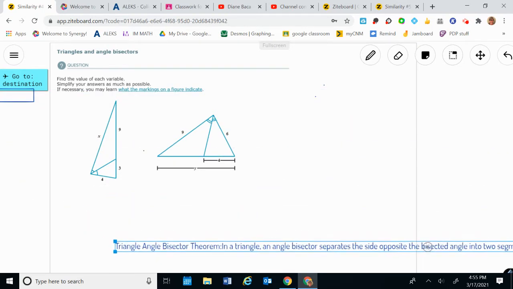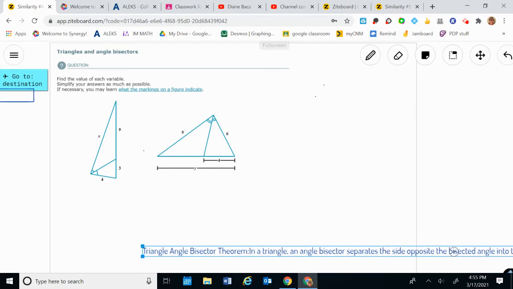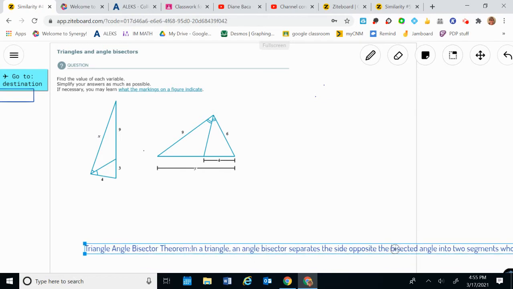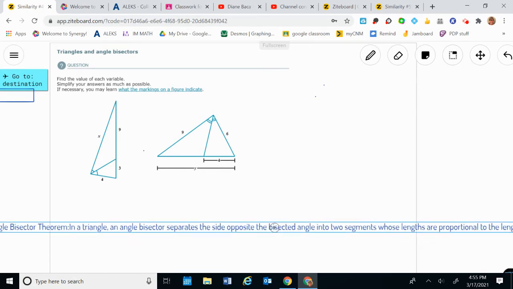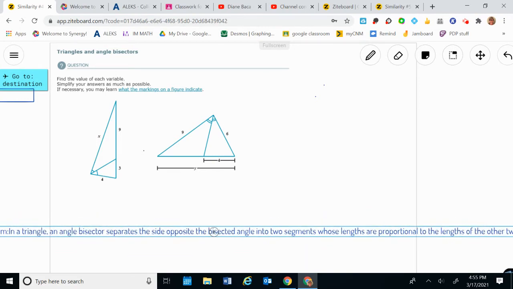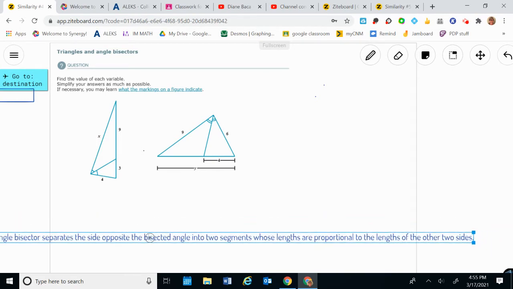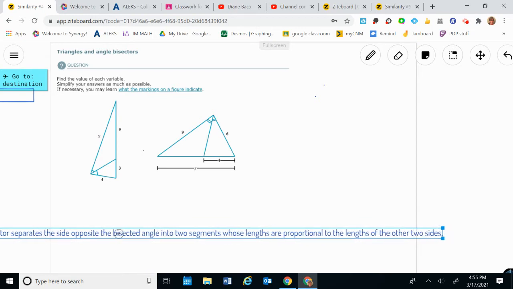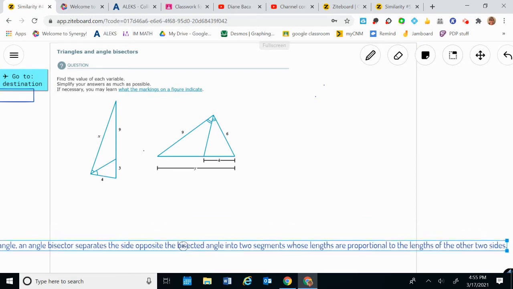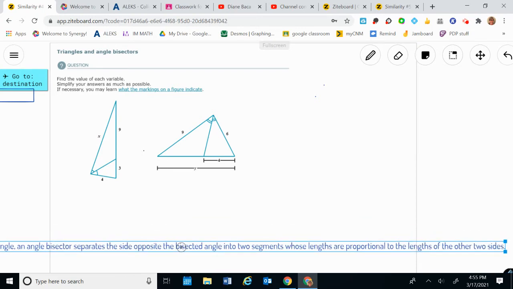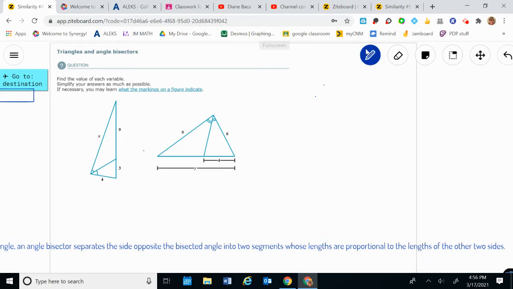Here it is. I'll do it like a news thread here. It's called the triangle angle bisector theorem. So in a triangle, an angle bisector separates the side opposite the bisected angle into two segments whose lengths are proportional to the lengths of the other two sides. What does that mean? What it means is this.